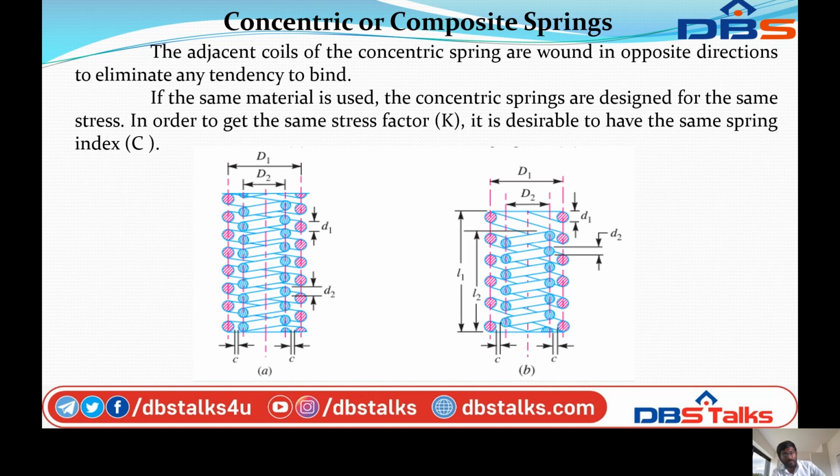So we can see figure B. This is the length. L1 is the original length of one spring, L2 is the original length of the other spring. D1 is the inner diameter of the spring and D2 is the outer diameter of the spring. Small d1 is the wire diameter of one spring. d2 is the wire diameter of the other spring. C indicates the clearance between one spring and the other spring.